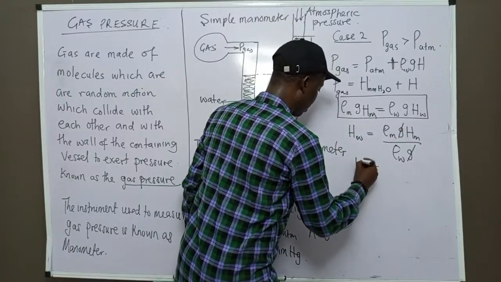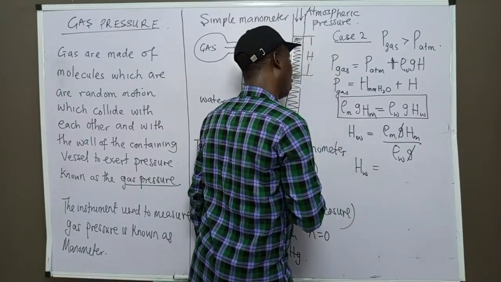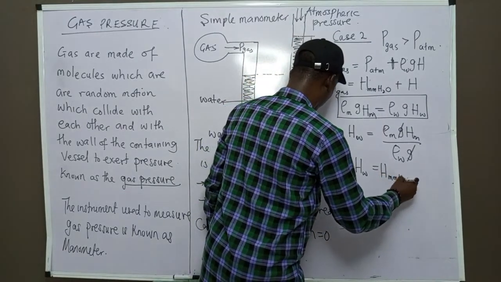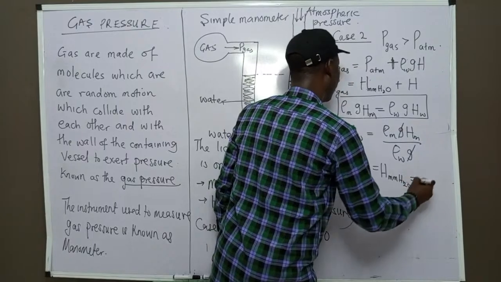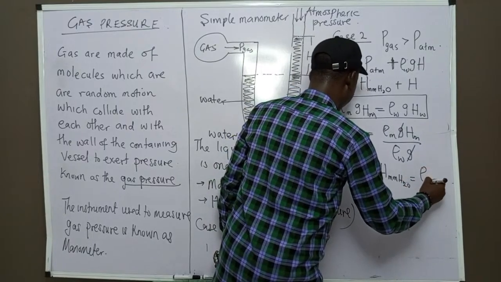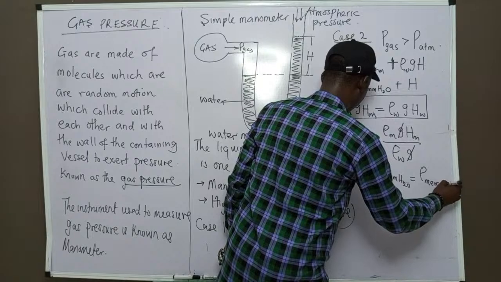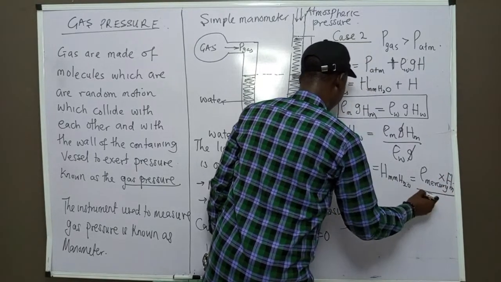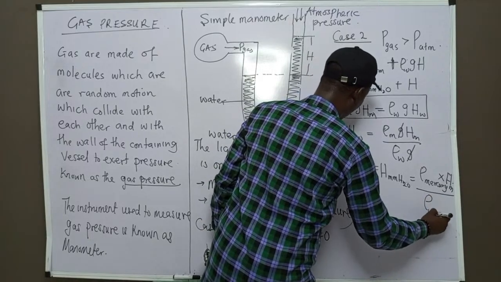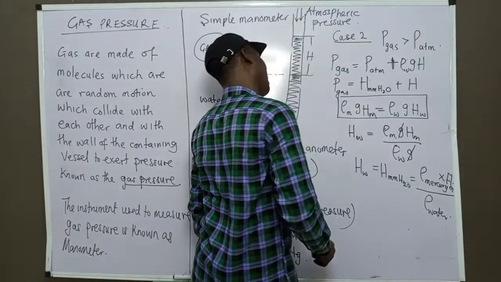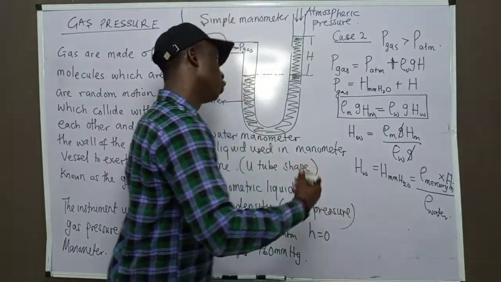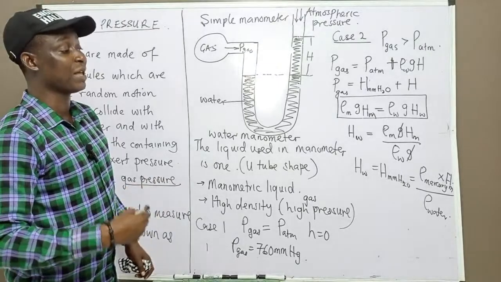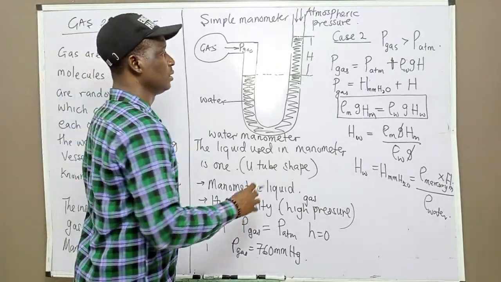Then we are going to have the pressure in terms of water, which is H in terms of millimeter of water, equal to the density of mercury times H of mercury, divided by the density of water. With this formula, you can actually convert your pressure in millimeter of mercury to millimeter of water. Now let's go to case 3.